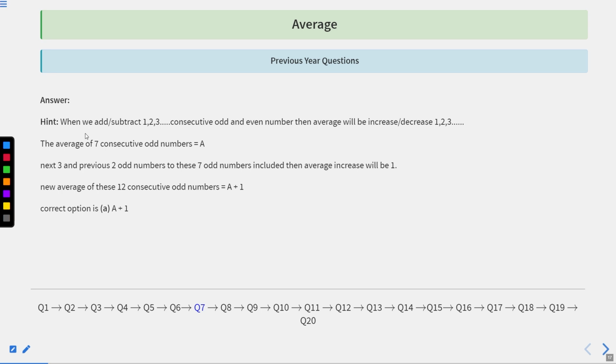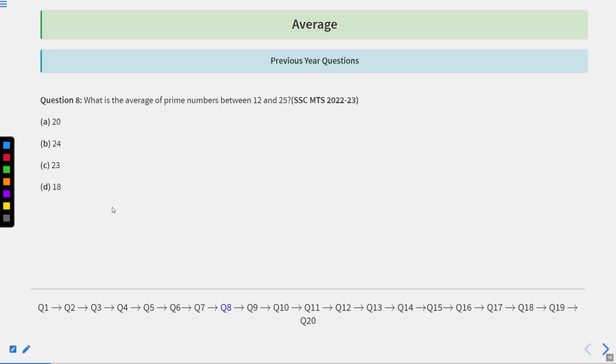The hint for this question is, when we add or subtract 1, 2, 3 consecutive odd and even numbers, the average will be increased or decreased by 1, 2, 3 only. So the average of 7 consecutive odd numbers is A. If the next 3 and previous 2 odd numbers to these 7 odd numbers are included, then the average will be increased by 1. So the new average of these 12 consecutive odd numbers is going to be A plus 1. That is option A.